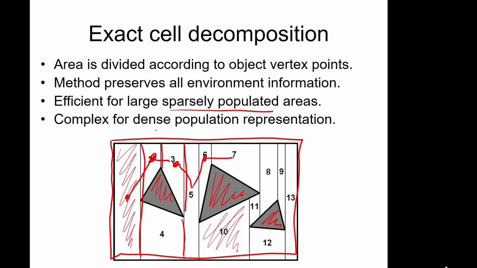However, if there's a lot of objects, if you have a dense population of objects, you can get a lot of these different smaller cells being produced. So it can get quite complex, this scenario.